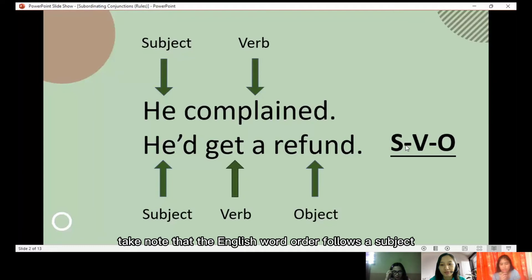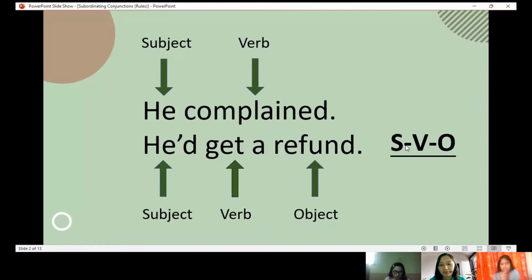Take note that the English word order follows a subject-verb-object pattern, or SVO. But the first clause is just a subject and verb because it is a statement that is not complete. That is the reason why we need a subordinating conjunction to connect these two ideas.